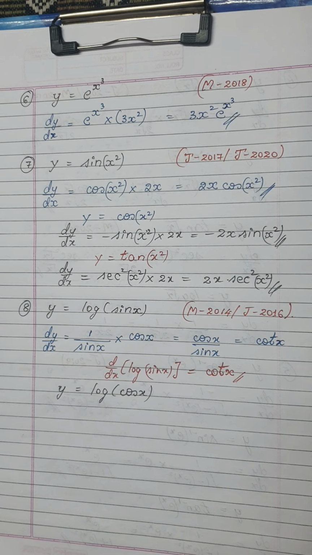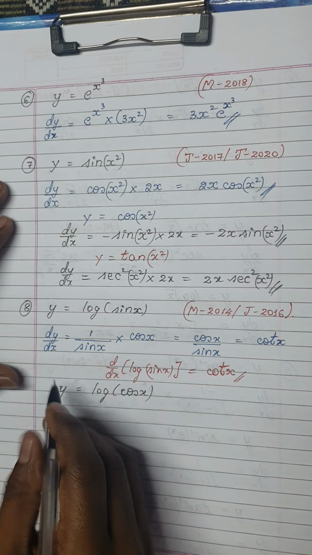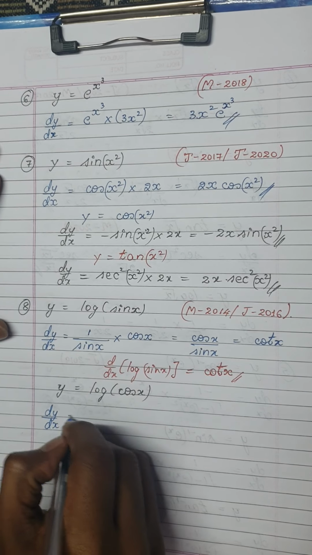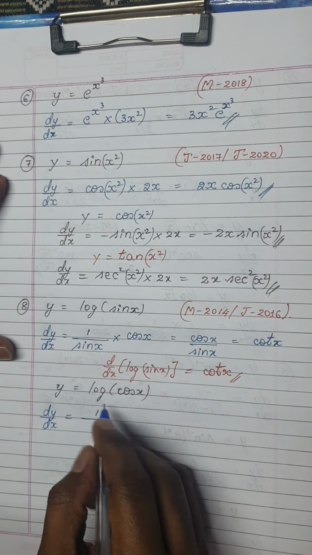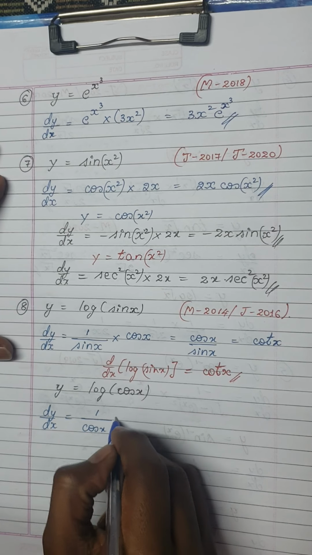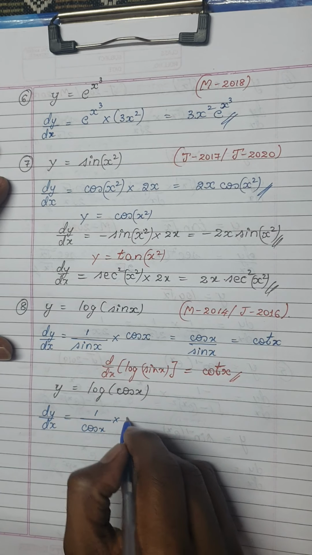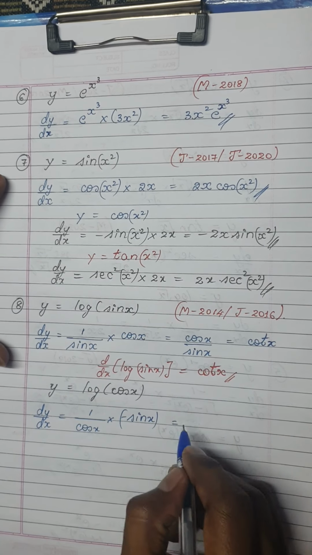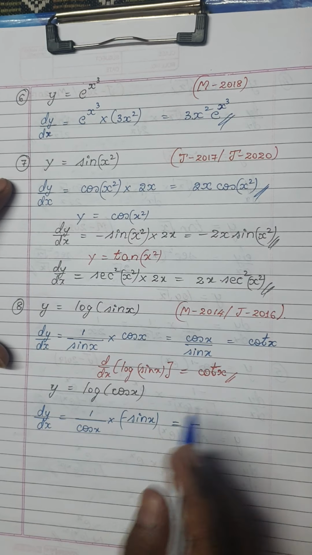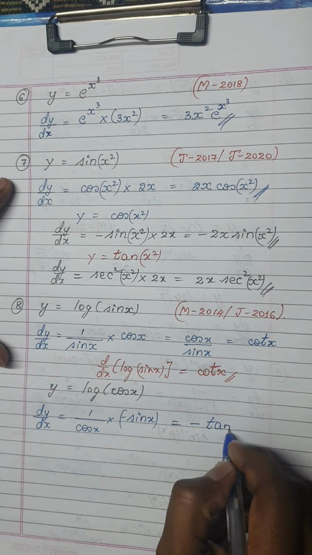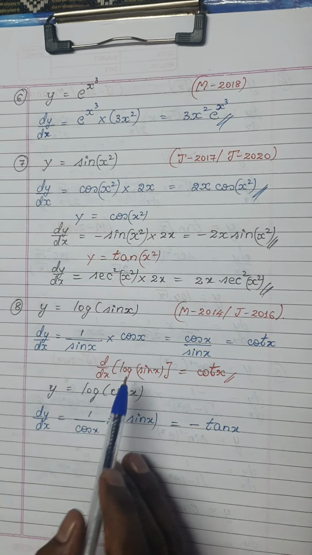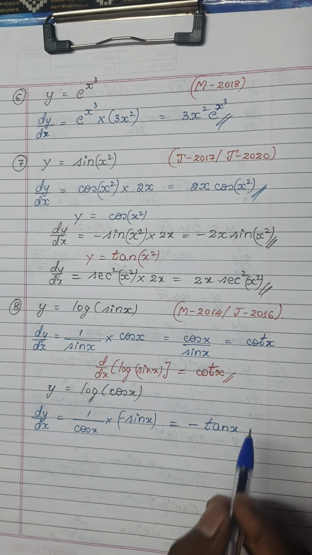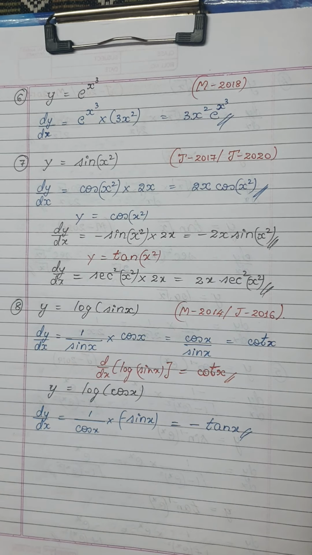If they give you log of cos x, then dy by dx is nothing but, what is derivative of log? It is 1 by cos x into what is derivative of cos? Actually it is minus of sin. So this is nothing but minus sin by cos, which is tan x. Derivative of log of sin x will be cot x, but derivative of log of cos x will be minus tan x.